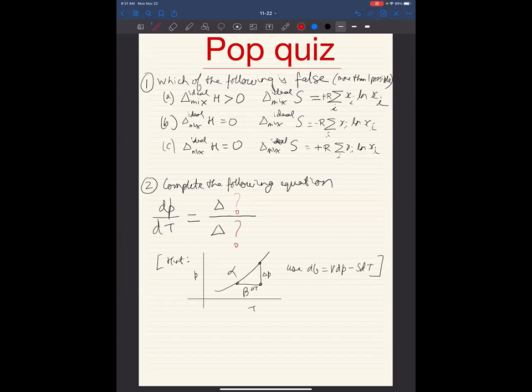The first problem, don't discuss. The first one is plus R. There's no T.